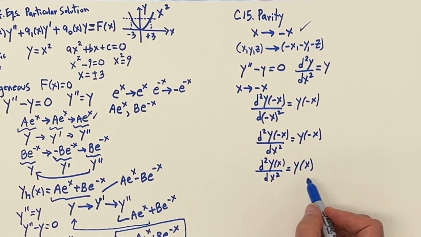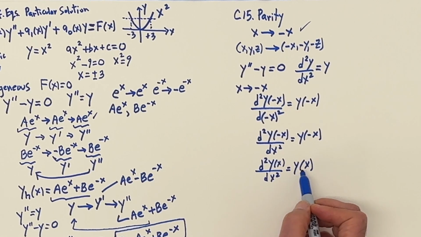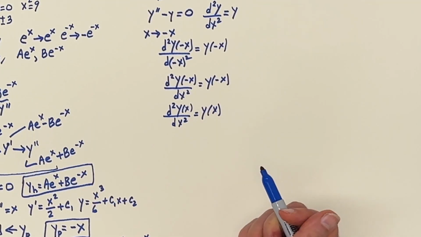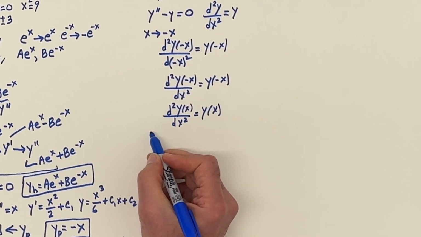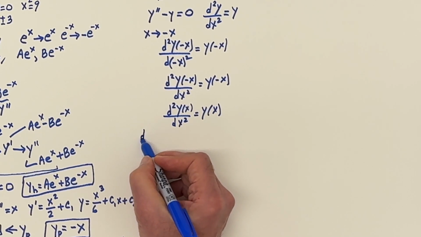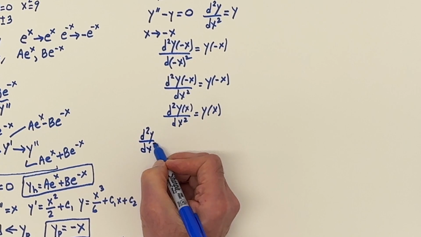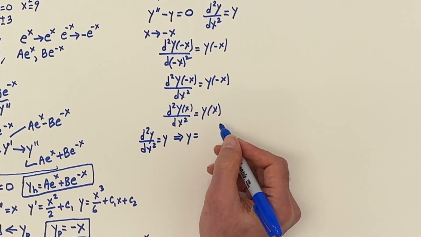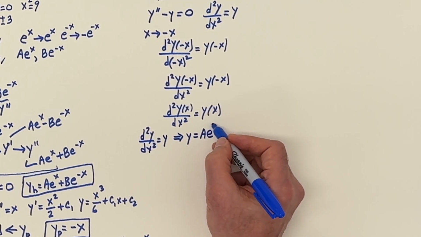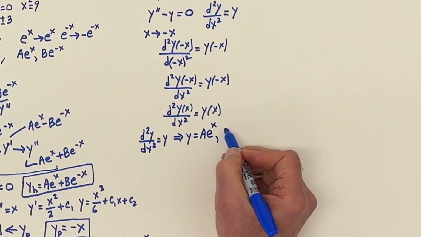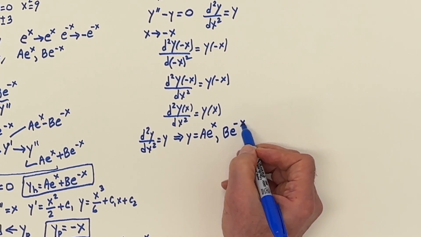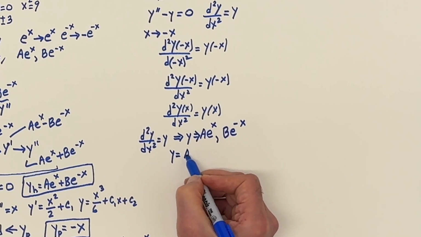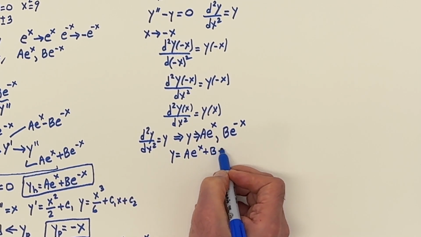So what this means is if I find a solution, y of x, to my differential equation, y of minus x is also a solution. So let's check that. Well, we know the solution to this differential equation, where you take the second derivative and you get the same thing back. We've already worked it out. y is equal to a e to the x. That works. The other solution that works is e to the minus x with the b in front. And I like to write the general solution as a e to the x plus b e to the minus x.